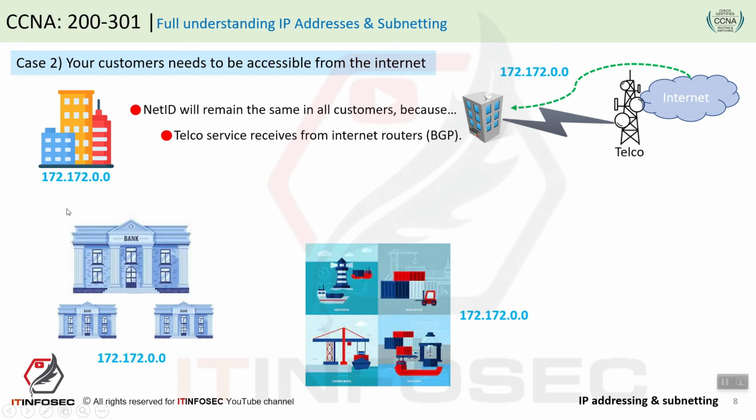You need to keep the net ID the same for all of your customers, because in your router and your neighbor routers, the 172.172 address is presented to them so that if anyone sends any packet to this address, they must deliver it to this ISP. Okay, so we cannot change this address for this reason. The second reason is the telco's router configuration in the ISP.